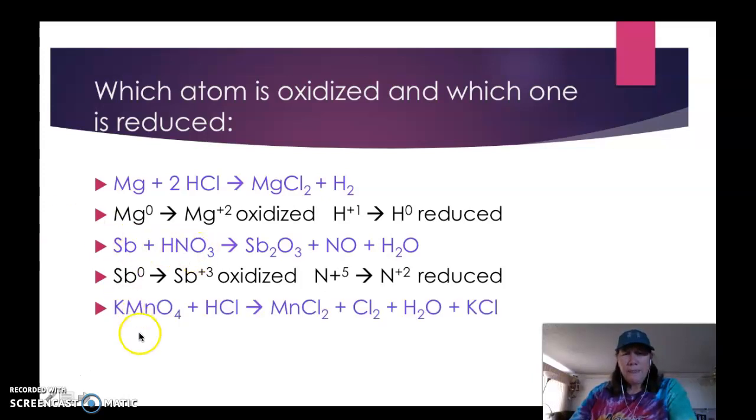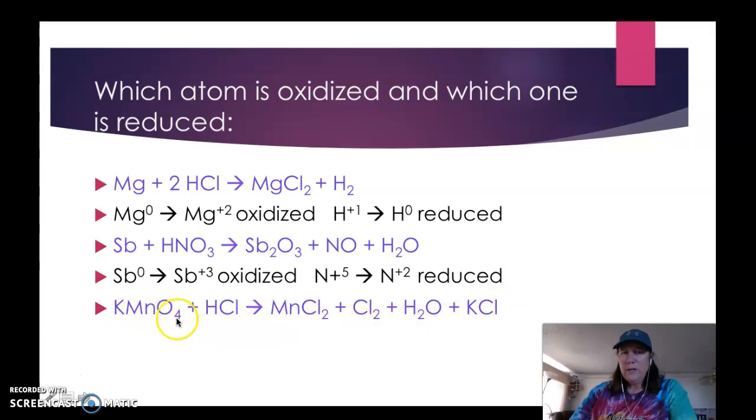Here's another one. Okay, we got chlorine by itself over here, so I know that's one of them. Okay, chlorine here is -1. Chlorine over here is 0 because it's by itself. So there's one. Now I got to look for the other one. And again, it's not going to be potassium. I already did chlorine. So it must be manganese.